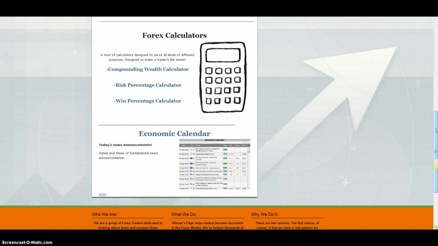The last thing on the tools page is the economic calendar. And the economic calendar will show you the dates and times of fundamental news announcements. So if you click on this link and go to the economic calendar, you'll see what news events will be released today and what news events will be released tomorrow. And that gives you a nice base of information to see what news is coming out and how it could possibly affect the Forex market. It's always good to be aware of that in your trading.